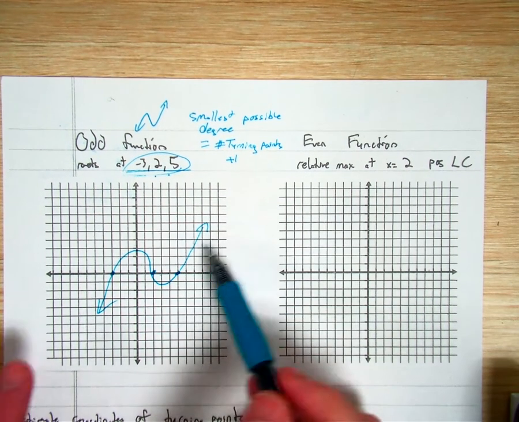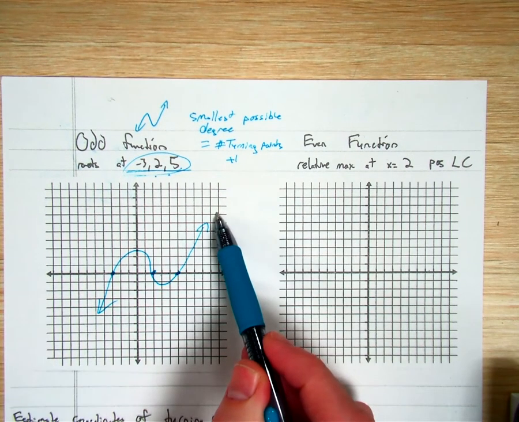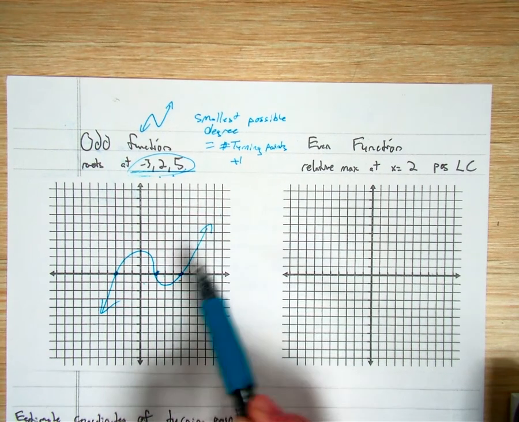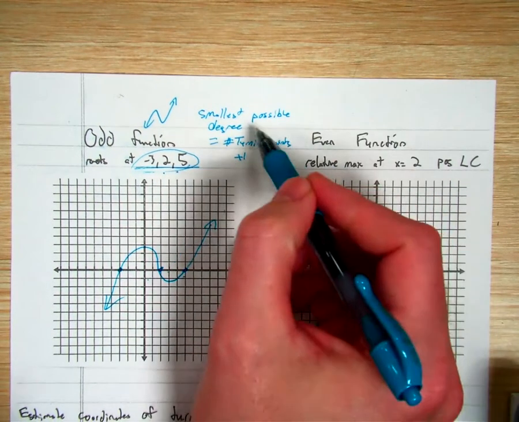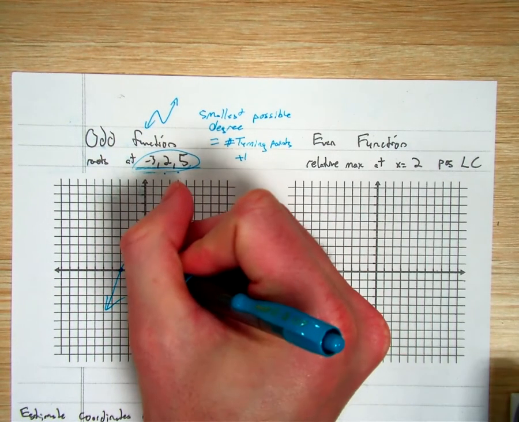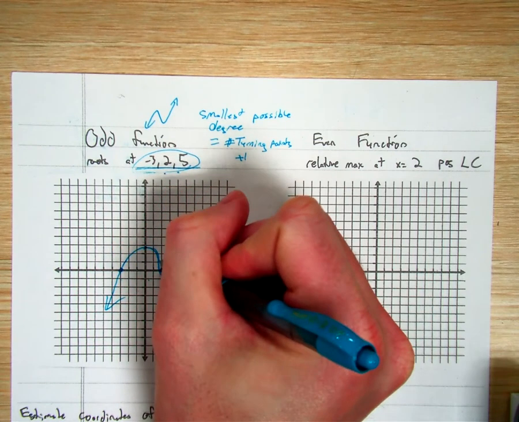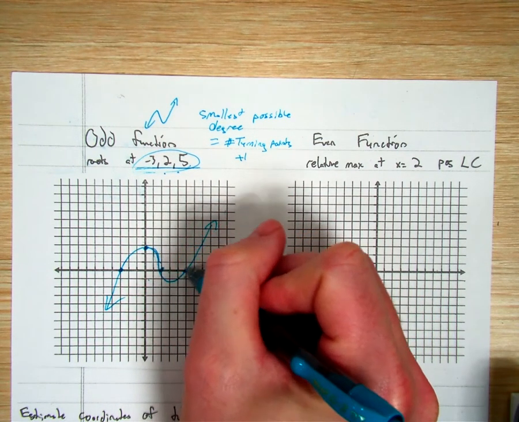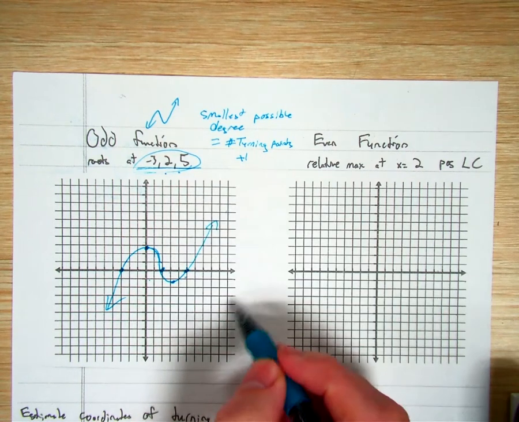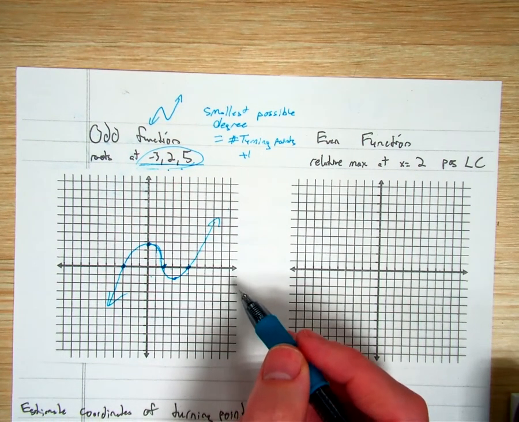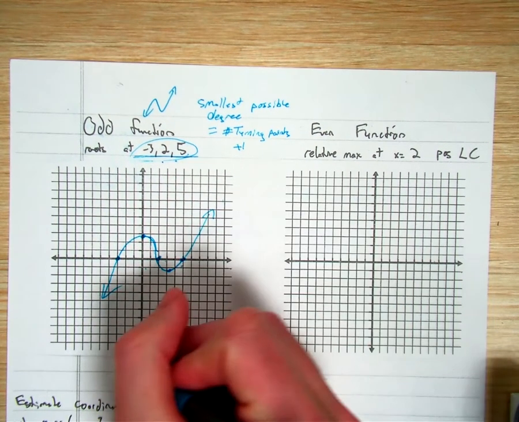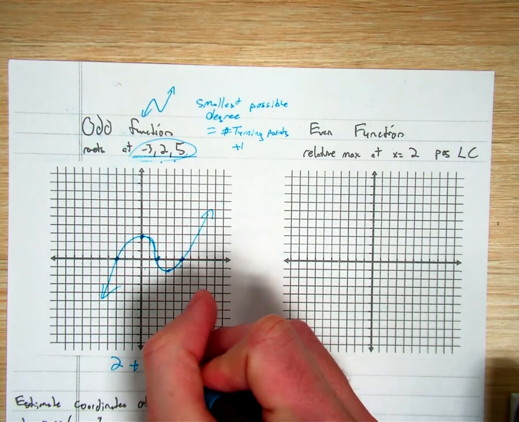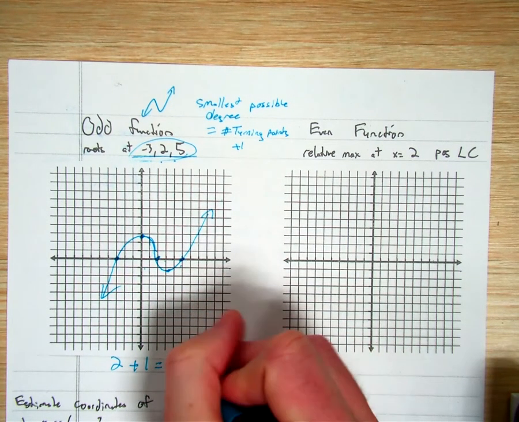It's odd. One arrow is going up, one arrow is going down. And we cross at -3, 2, and 5. Now turning points, those are your maxes and mins, because I'm turning around and going up, and now I'm turning around and going down. So here's one turning point. I'm going down, I turn around and come up, there's another turning point. Okay? So there's 2 turning points, plus 1 would mean my smallest possible degree would be a degree of 3.